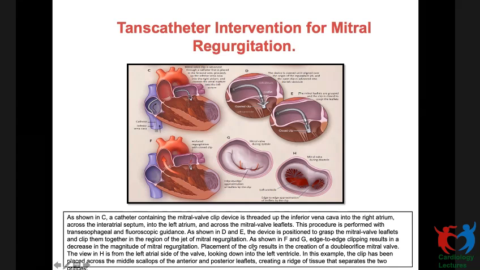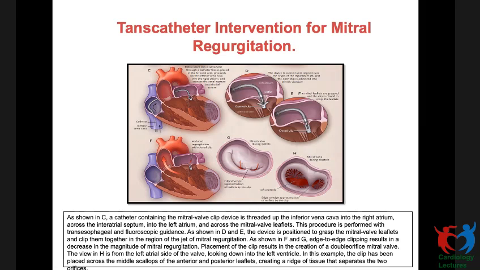And following the clipping, as shown in figure F, G, and H, edge-to-edge clipping results in a decrease in the magnitude of mitral regurgitation, and placement of the clip results in the creation of a double orifice mitral valve. And the view in H is a double orifice mitral valve. In this example, the clip has been placed across the mitral scallops of the anterior and posterior leaflets, creating a ridge of tissue that separates the two.